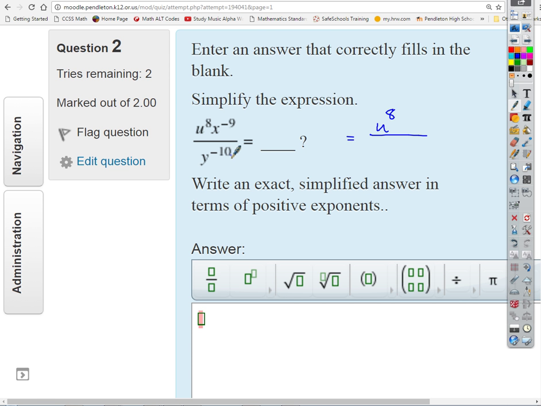What about the y to the negative 10? Where should that go? On the bottom. And then the x goes to the bottom, right? That's it.